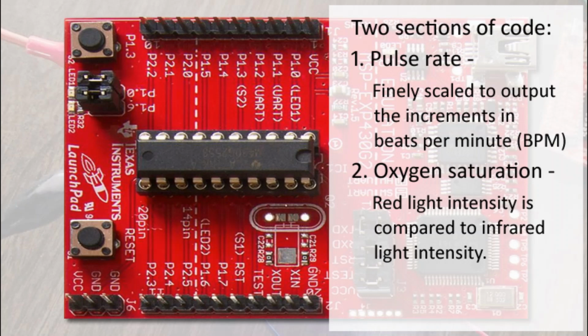The second half of the code is for the calculation of oxygen saturation. In this section, we want to compare the intensity of red light versus the infrared that passes through the finger. The 10-bit analog to digital converter of the MSP430 is used to store 10 different digital values of the signal. These values are then averaged to calculate the average intensity. We then take a ratio of these two light signals and plug it into a linear saturation model. This will give us the percentage oxygen saturation.